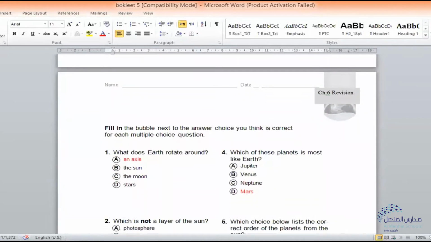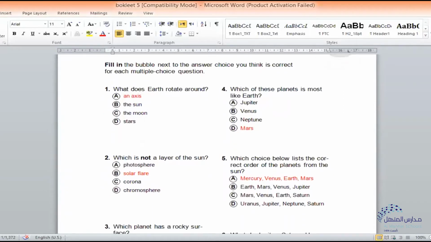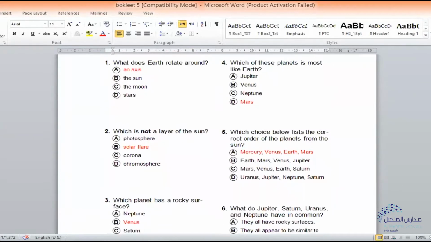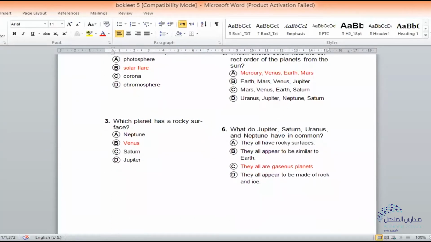Okay, we have multiple choices. Number 1, what does Earth rotate around? The answer is the Sun. Number 2, which of these planets is most like Earth? It's Mars. Which is not a layer of the sun? It's solar flares. Which choice below lists the correct order of the planets Mercury, Venus, Earth, Mars? Which planet has a rocky surface between those planets?